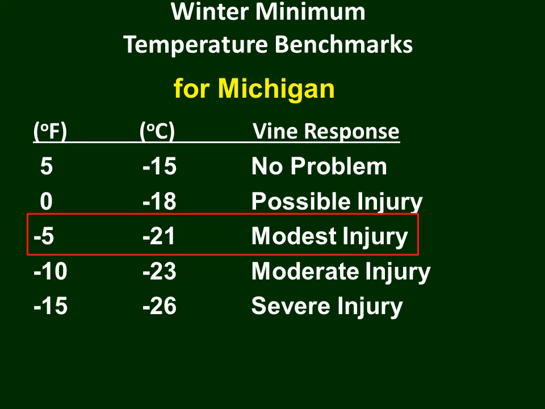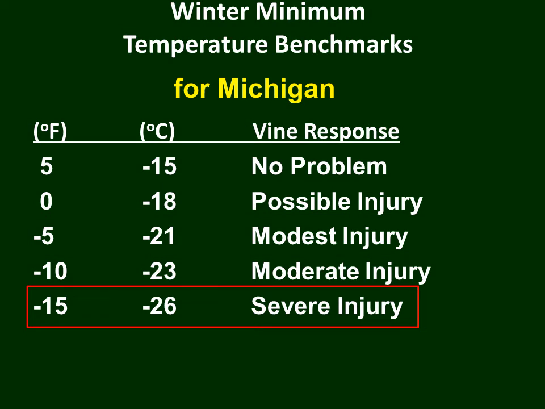Skipping down, as soon as the temperatures for the winter minimums go negative, here minus 5 Fahrenheit or minus 21 Celsius, we know that we will start to have injury on at least some of our vines on the more tender varieties that we grow. And those would include Merlot and Sauvignon Blanc specifically. Varieties that are that cold tender are going to start to have problems at these temperatures.